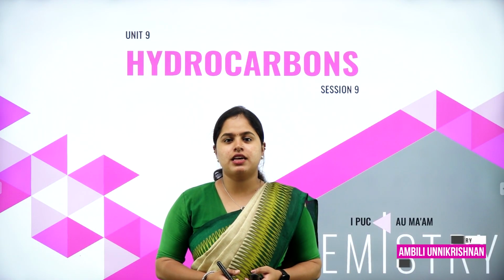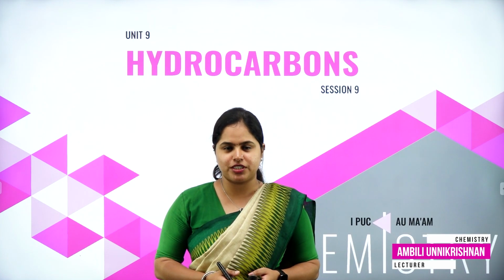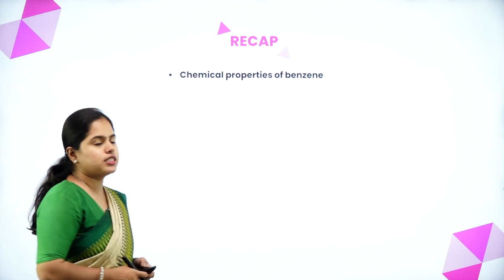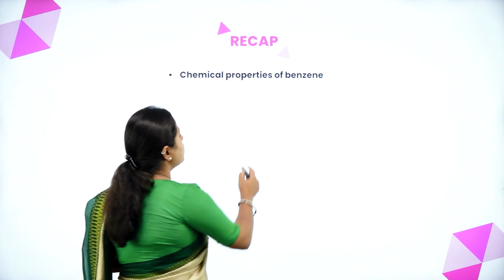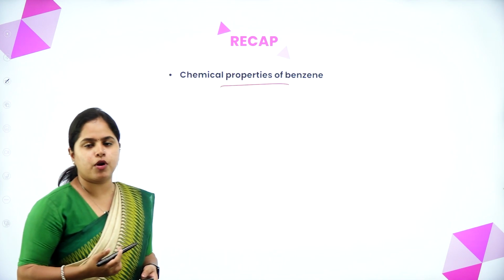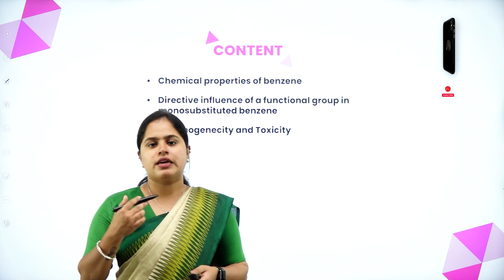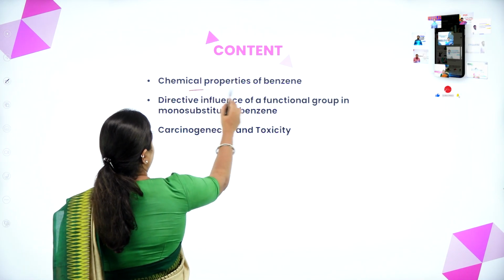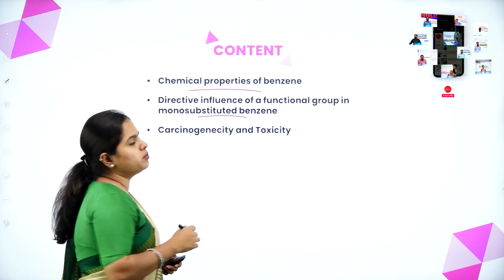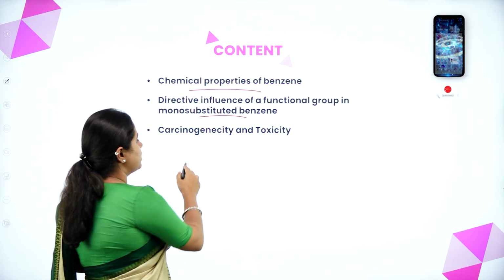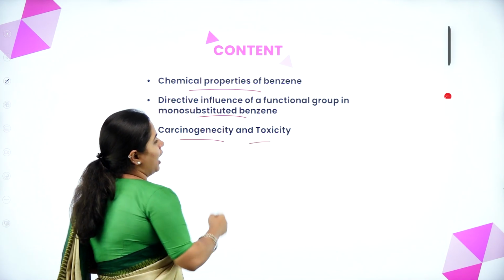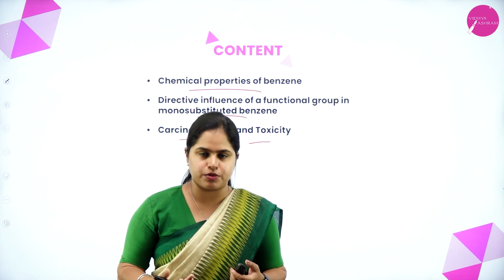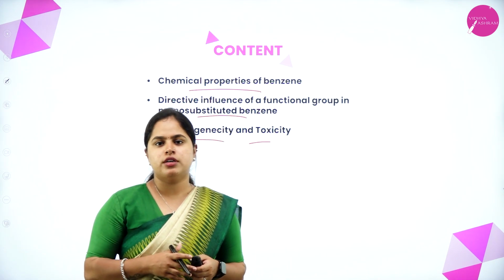Hello everyone, this is Ambli Unnikrishnan from the Department of Chemistry, Vidhyaashram Pre-University College, the Temple of Excellence, Mysore. So in the last session, we started off with the chemical properties of benzene, right? In today's session, we are going to continue with the rest of the chemical properties of benzene, as well as the directing influence of functional groups in monosubstituted benzene. Also, the last topic, that is carcinogenicity and toxicity. So already we have discussed this, right? Benzene is a carcinogenic substance. So regarding that also, we are going to discuss.